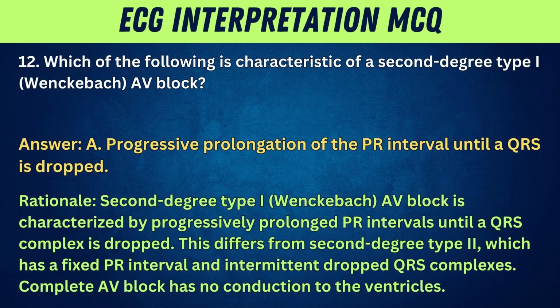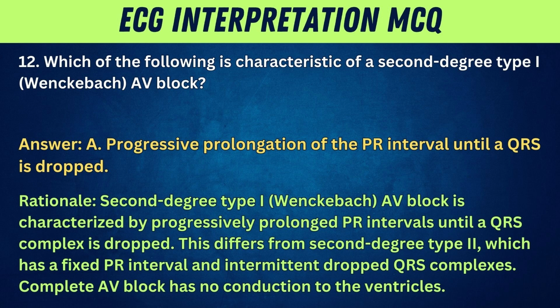Answer: A. Progressive prolongation of the PR interval until a QRS is dropped. Rationale: second-degree type I, Wenckebach, AV block is characterized by progressively prolonged PR intervals until a QRS complex is dropped.